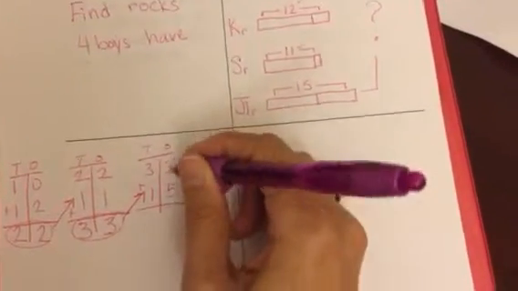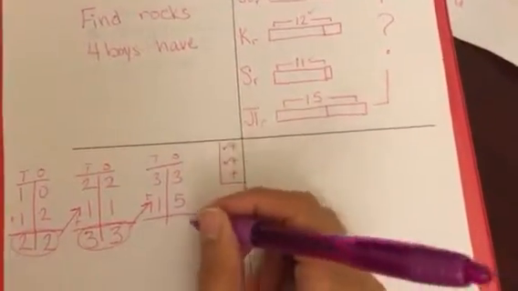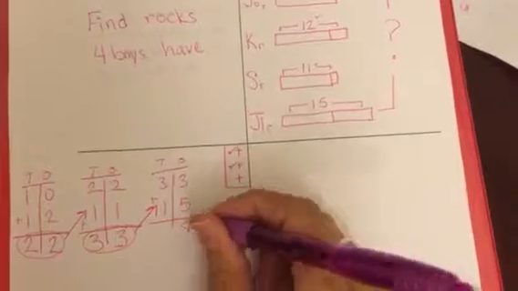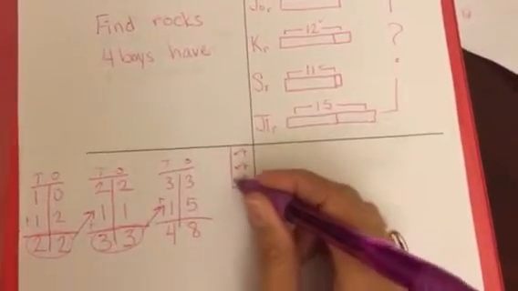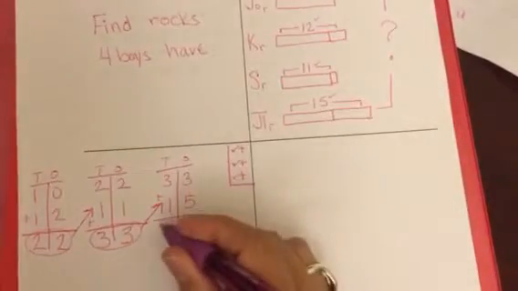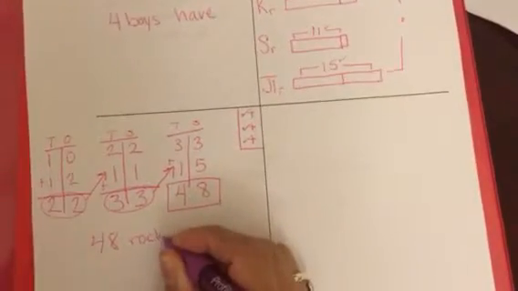15. So 3 plus 5 is 8. 3 plus 1 is 4. And that was my final time, and I'm going to put a box. So it is 48 rocks is my answer.